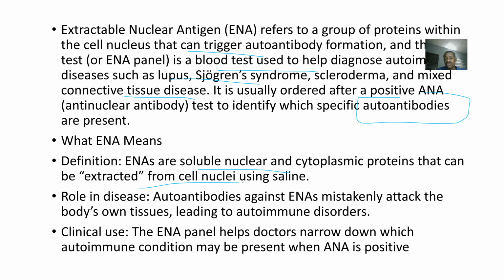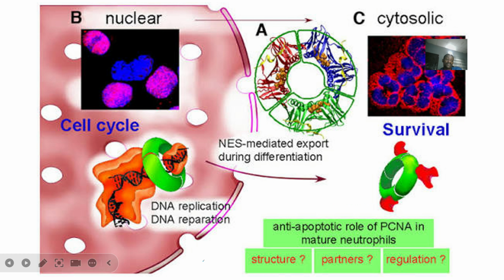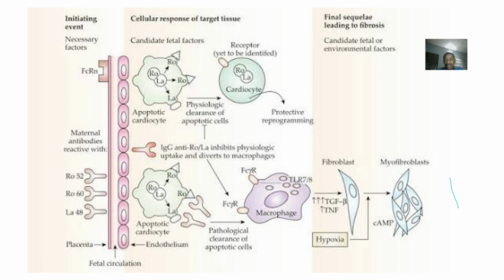Their role in disease: they are not autoimmune themselves, but they can trigger. So when they trigger, the autoantibodies will attack them. Do you understand? Leading to autoimmune disorders. Attacking them, attacking other cells. As for clinical use, when they are doing a test for this, they want to see if you have an autoimmune condition, if you have ever seen it in the hospital. So they can be extracted from the nucleus. Extractable what? Nuclear antigens.